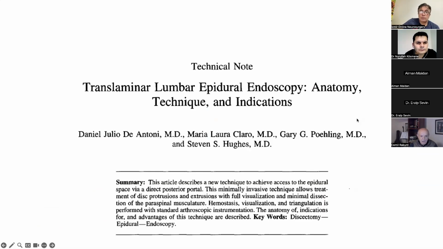Unilateral biportal endoscopy has been developed to overcome the limitations of percutaneous one-portal endoscopic spine surgery. In 1996, De Antoni published the first technical note in which the endoscope and instrument were inserted independently through two portals.